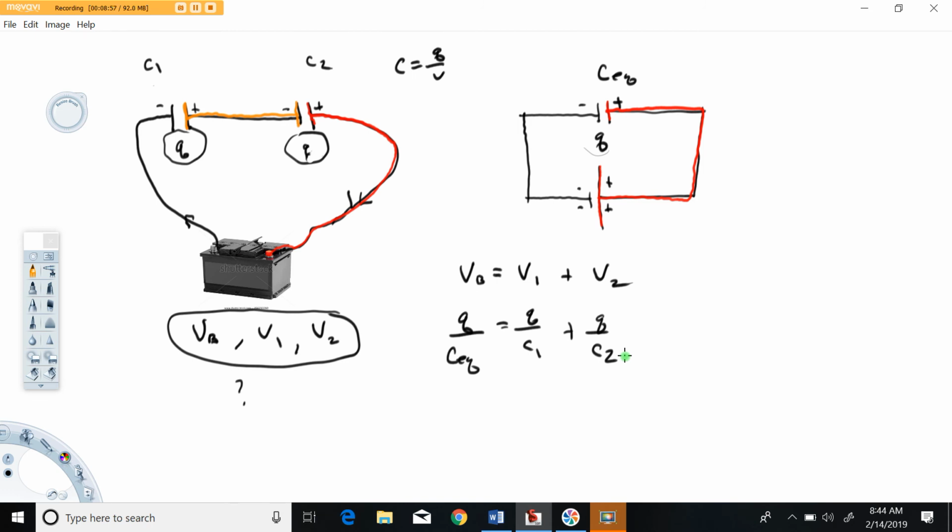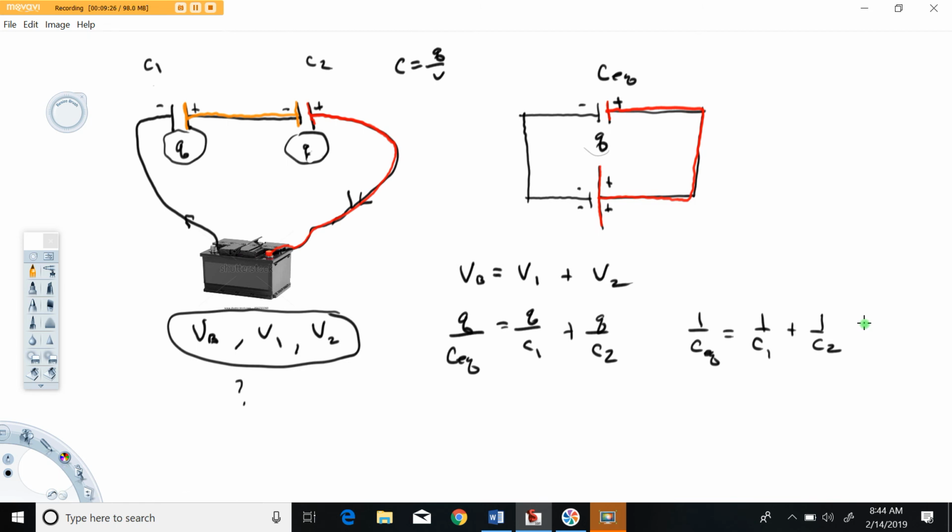And let's go back now, what did we decide about these charges? They were the same. So they can be divided out of this. So we get this relationship here. We got 1 over C equivalent is equal to 1 over C1 plus 1 over C2. This is how equivalent capacitances are calculated for a series combination. I started this assuming 2 capacitors, but had there been a third one in series, we would have a 1 over C3 and so forth.